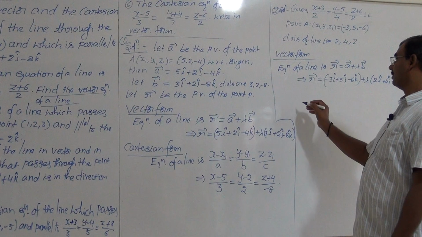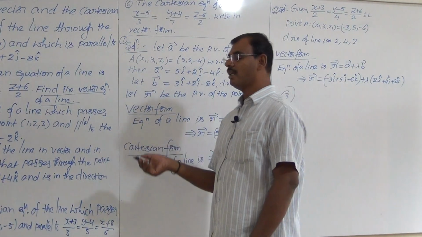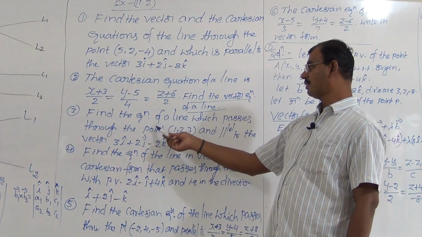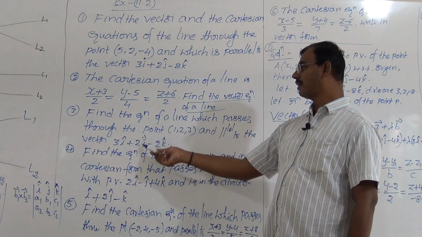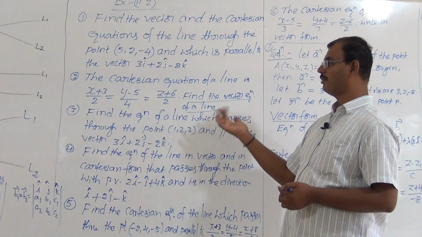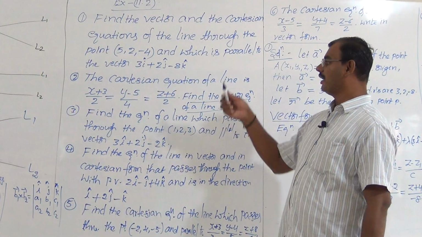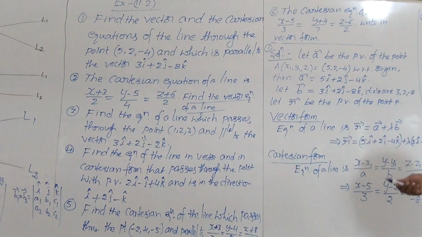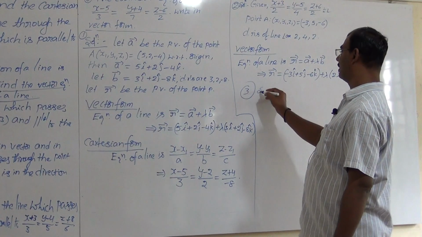Next, the third question. The third question is also almost similar. Find the equation of a line which passes through the point (1, 2, 3) and is parallel to the given vector. But in this problem he has not mentioned vector form or Cartesian form, so you can use any formula, either the vector form formula or the Cartesian formula. We simply write the point given and DRs given.